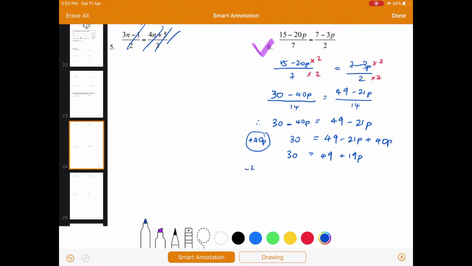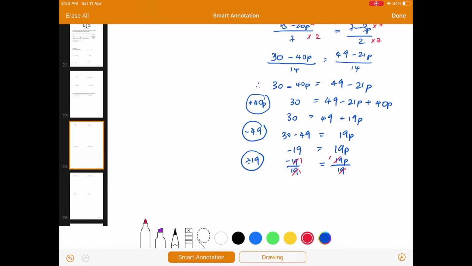The next step, we can subtract 49 on both sides. So 30 minus 49. On the right hand side, you have positive 19p. So upon evaluating this, you get negative 19 on the left. The next step, you can divide both sides by 19. So negative 19 divided by 19 is equivalent to 19p over 19. Let's divide this. And we will get negative 1 is equivalent to 1p.